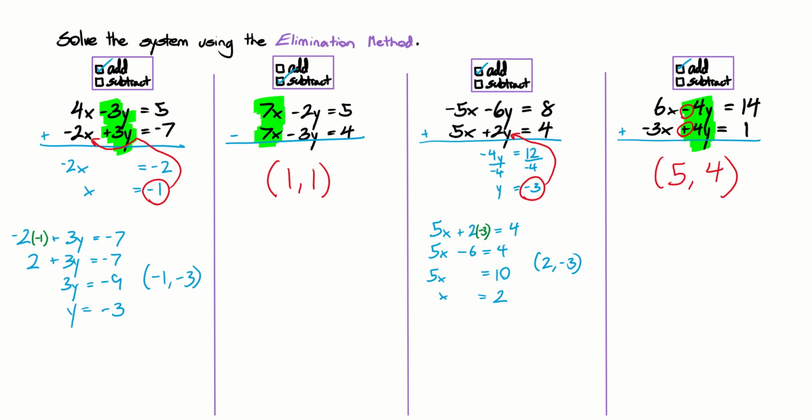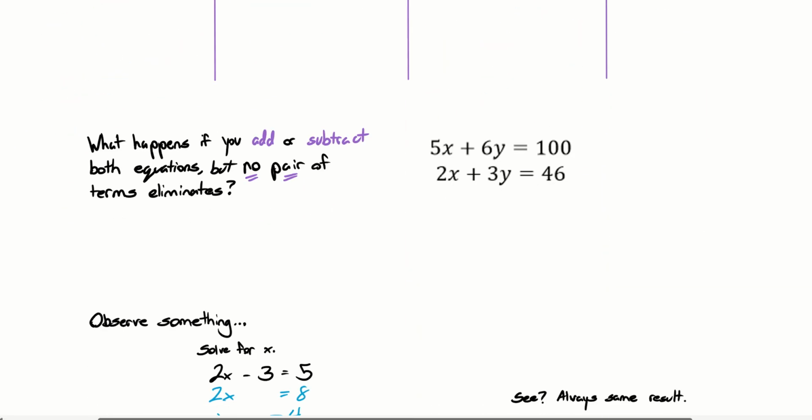Did you get 1, negative 1 for the second and 5, 4 for the fourth? If you did, hey, nice job. You are in really good shape for elimination method, part 1. All right. To close up this video, let me say this, everyone. This was just part 1.